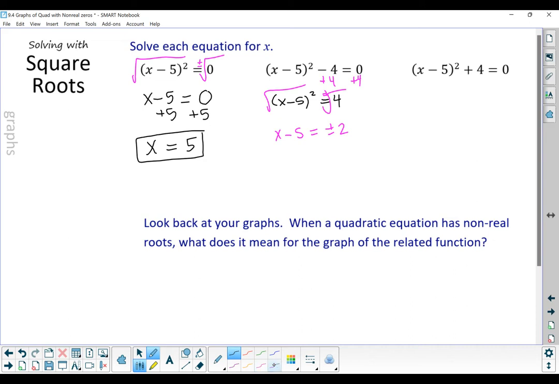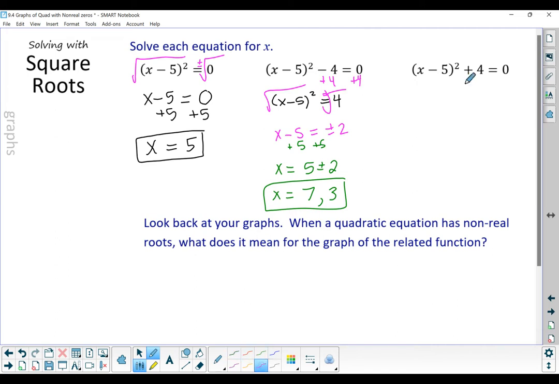And our last, well, sort of last step would be to add 5 to both sides. So we get x is equal to 5 plus or minus 2. Well, 5 plus 2 is 7, and 5 minus 2 is 3. So we get x is equal to 7 and 3.